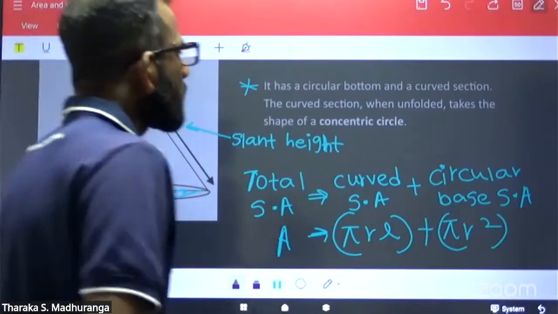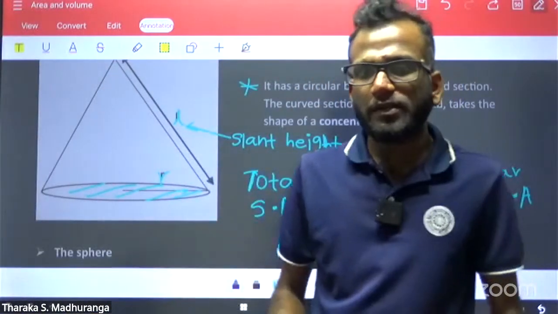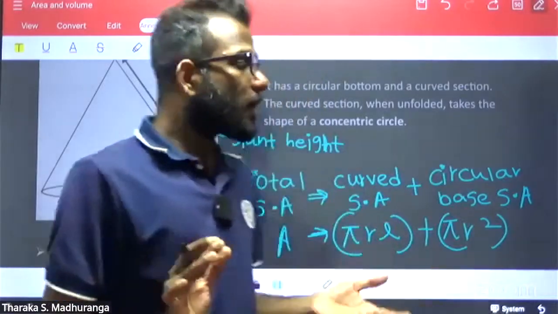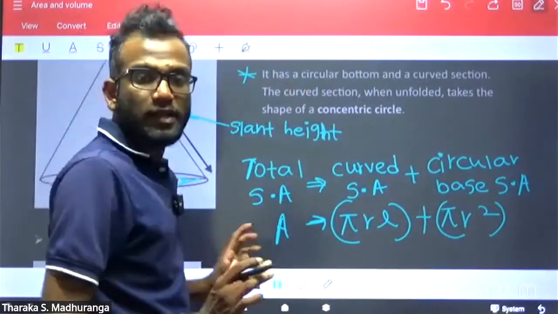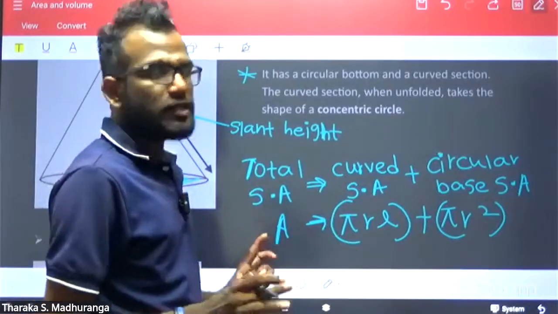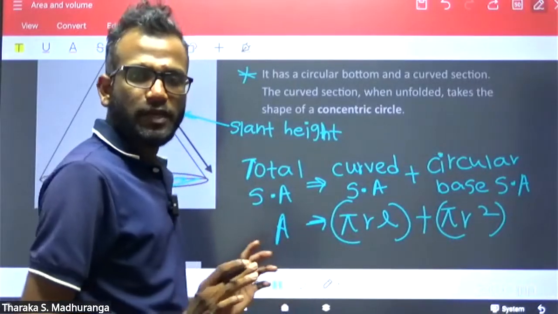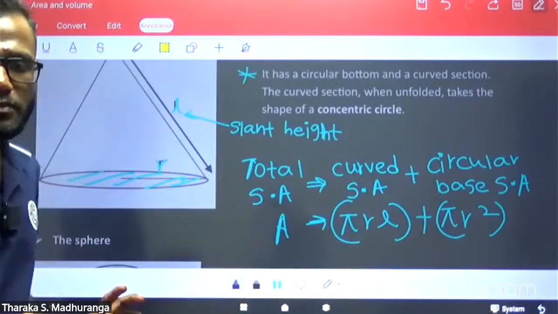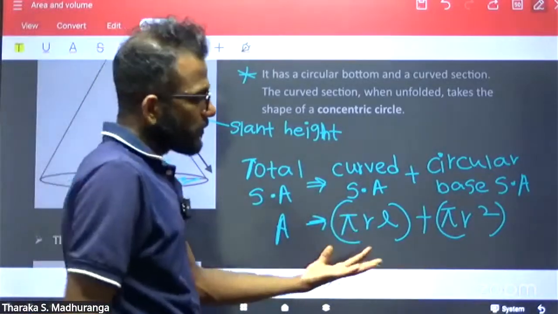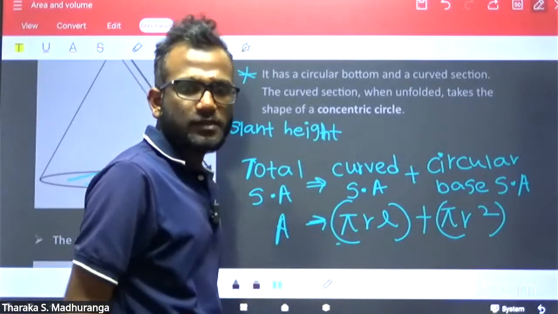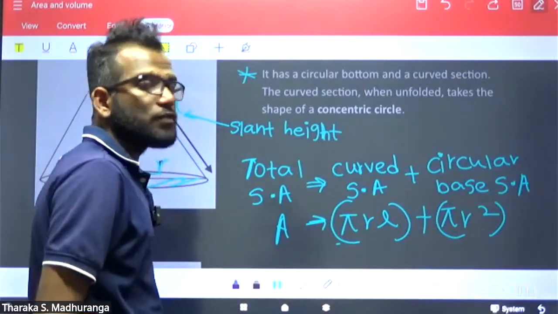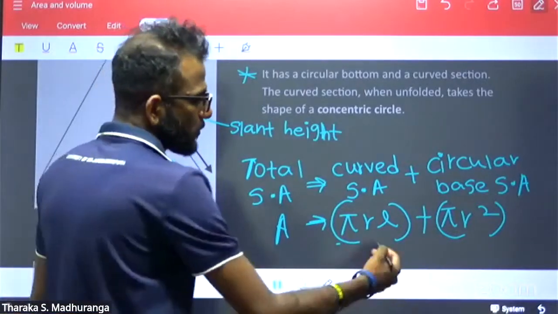How did it become pi r L? Good question, but the problem is we can't prove this. It requires integration. It is an integration proving calculation. Now, at your level, it is enough to remember it like this. We need integration for this pi r L proof.